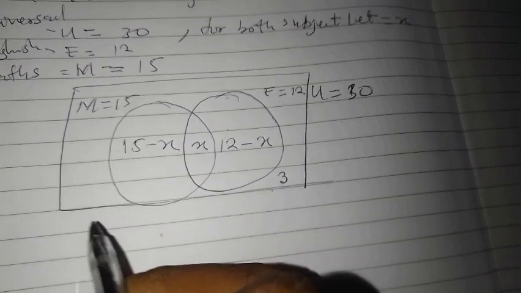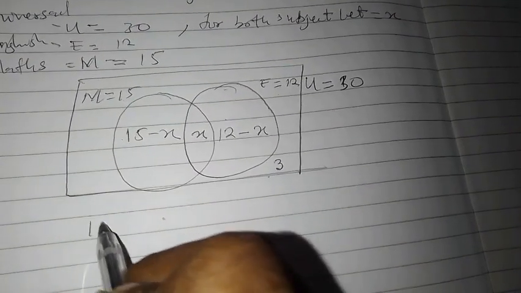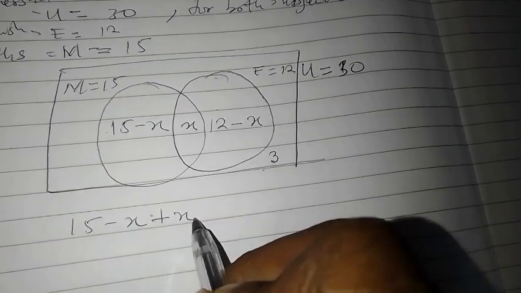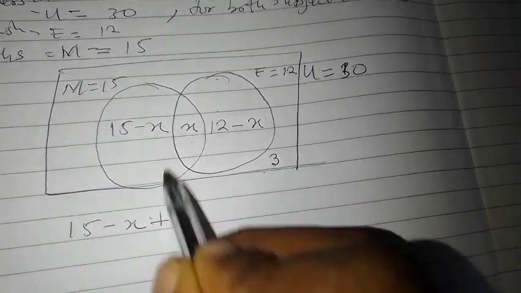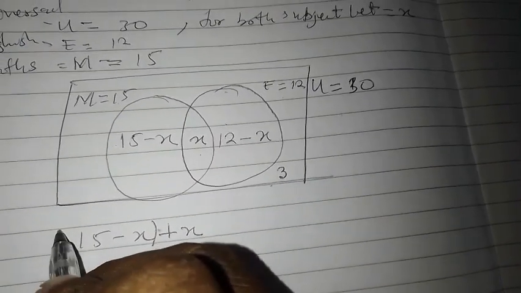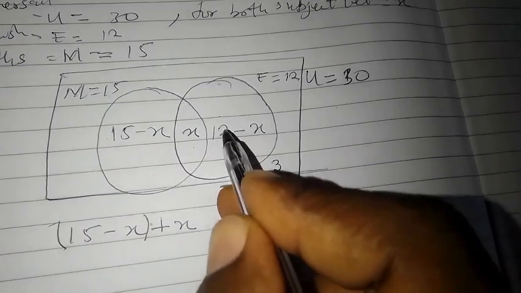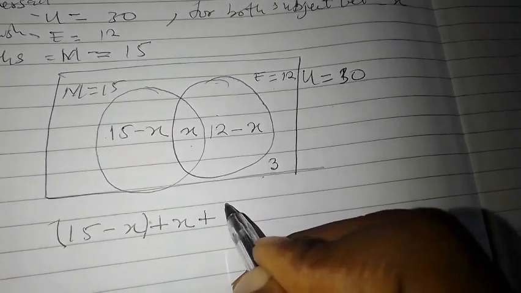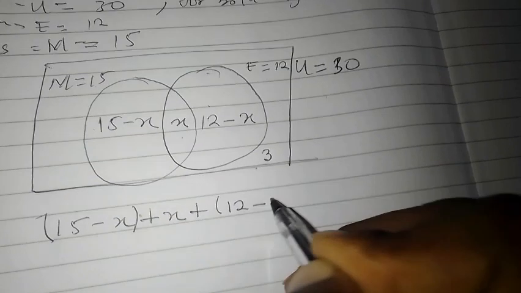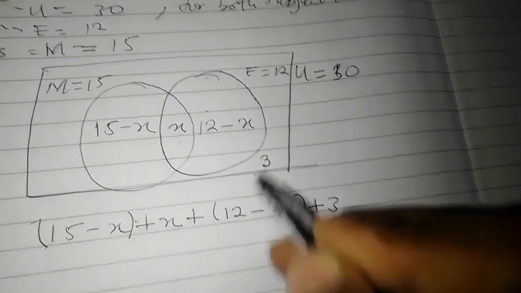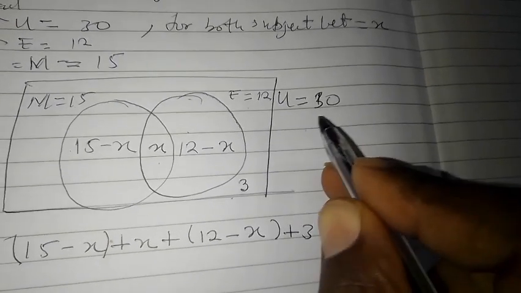So now this is what we're going to do. 15 minus x plus x, because there's a plus here, so we are going to add all of them. So let me do it this way so that it will be easy for you to see. Plus everything here, minus x plus 3, the complement, this one, all equals the universal 30.